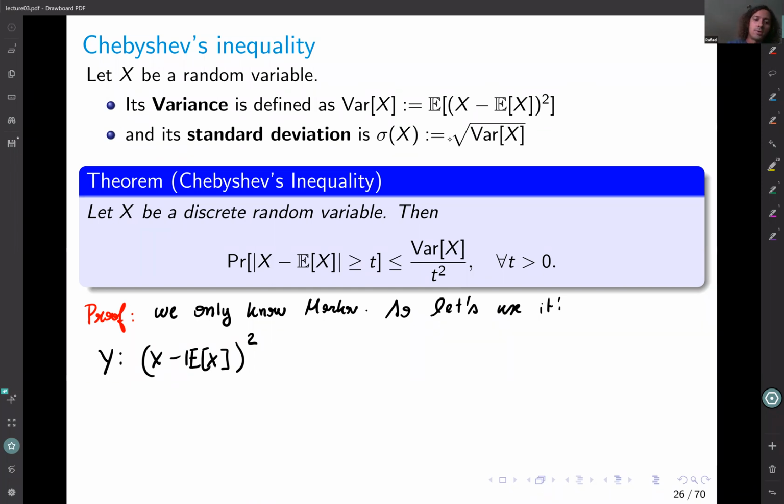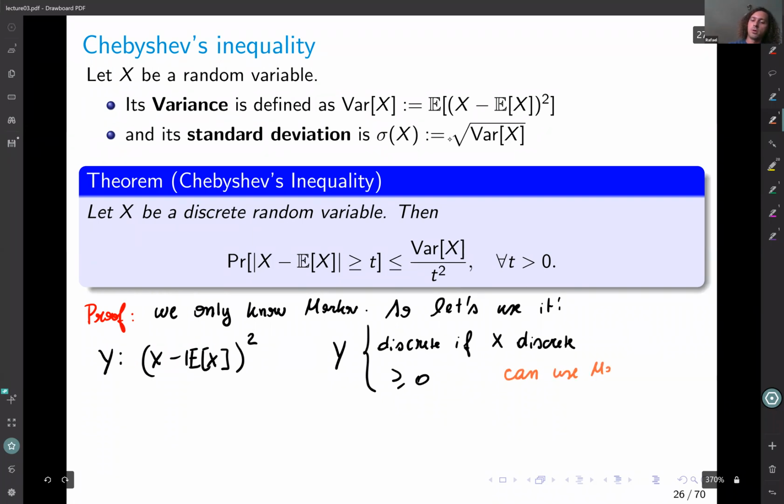Okay, so now note that Y is discrete if X is discrete, correct? And this is also greater or equal to 0, right? So therefore, we can use Markov here. Okay, yes? T doesn't have to be a natural number. It can be any non-negative real number.